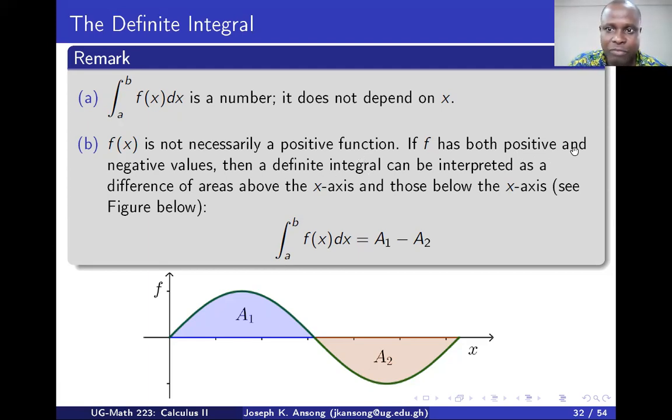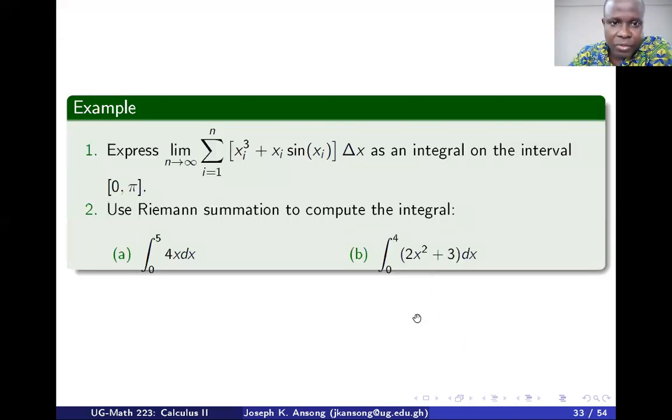So if f has both positive and negative values, then a definite integral can be interpreted as a difference of areas above the x-axis and below the x-axis as shown here, right? A1 is positive, A2 is negative. The difference will give you actually this integral. So the integral could be negative or it could be positive. All right, so take note of that as well. Okay, so let's do some examples to illustrate that.